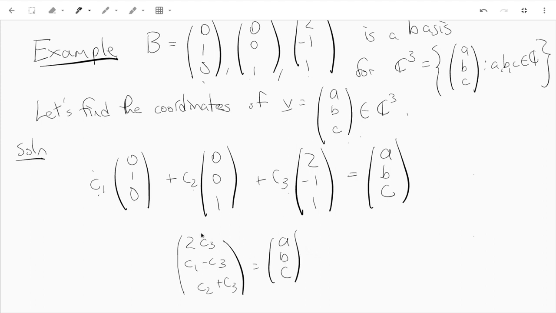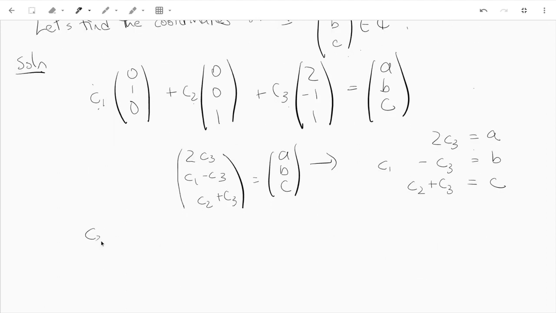If these two vectors are equal, that means the first coordinates are equal, the second coordinates are equal, and the third coordinates are equal. So we get three equations to solve. The first equation is 2 times C3 equals A. Then C1 minus C3 equals B, and C2 plus C3 equals C. So we see C3 is A over 2, and from that we can deduce that C1 is A over 2 plus B, and C2 is negative A over 2 plus C.